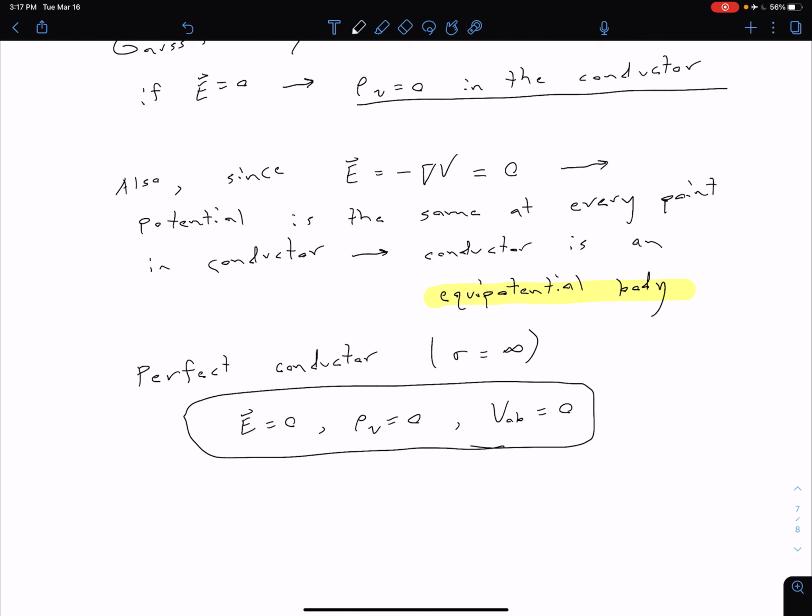So that covers our conductor when it's isolated and in static conditions. What we're going to look at in the next video is what happens when we apply an external voltage to a conductor.